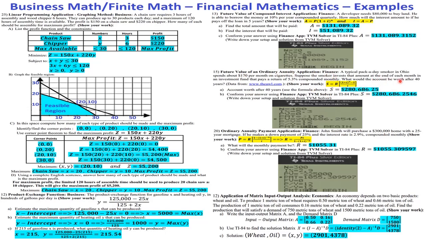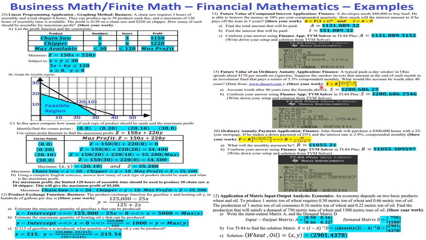A typical pack-a-day smoker in Ohio spends about $170 per month on cigarettes. Suppose the smoker invested that amount at the end of each month. That means the smoker quits smoking and puts this into an investment that gives 5.3% compounded monthly. What would be the amount in 4 years?